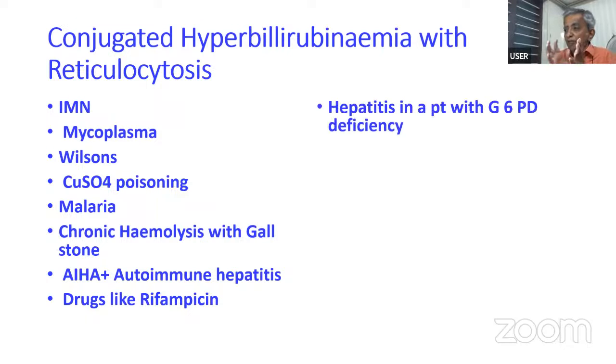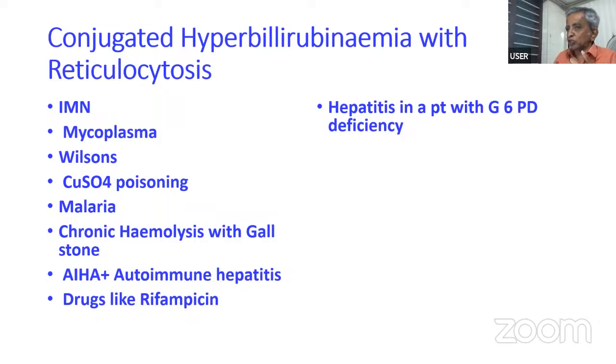Now, hepatitis in a patient with G6PD deficiency. A patient who is having G6PD deficiency develops hepatitis. Any infection can precipitate G6PD deficiency hemolysis. Therefore, you can have hemolysis, reticulocytes high, and there is a conjugated hyperbilirubinemia.